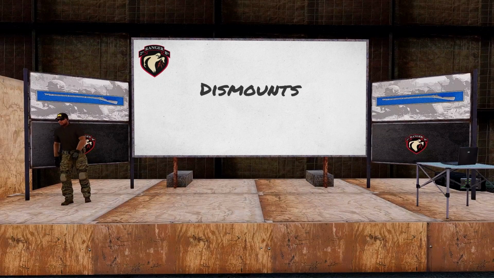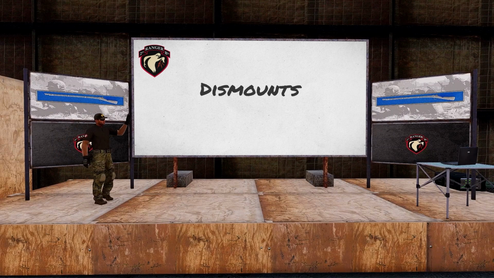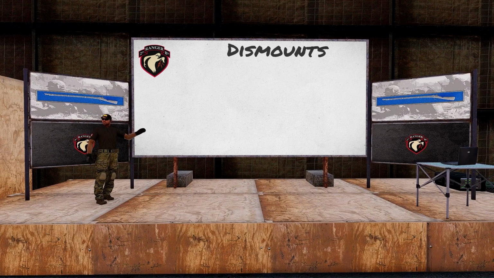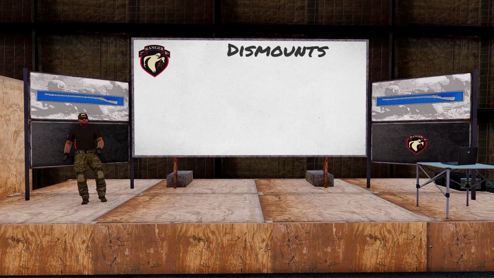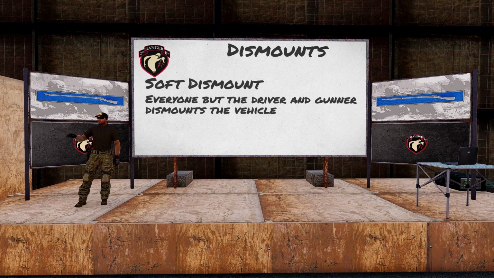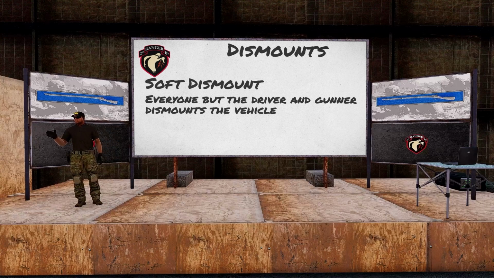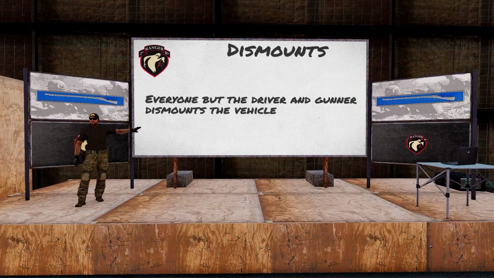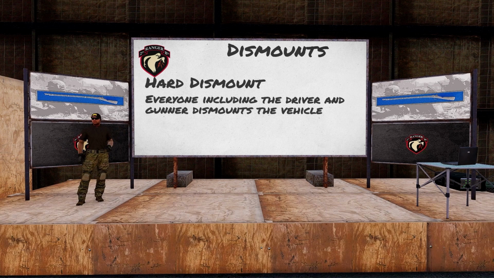Next, we'll talk about dismounts. There will be times passengers and/or crew may need to dismount the vehicle. There are two types of dismounts: soft and hard dismount. A soft dismount leaves the driver and gunner in the vehicle, and a hard dismount means everyone, including the driver and gunner, gets out of the vehicle.